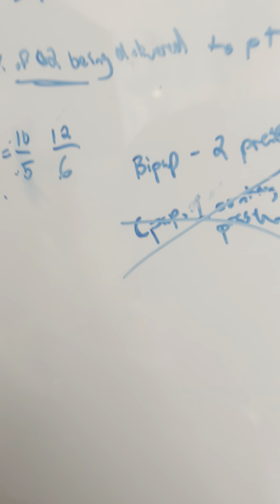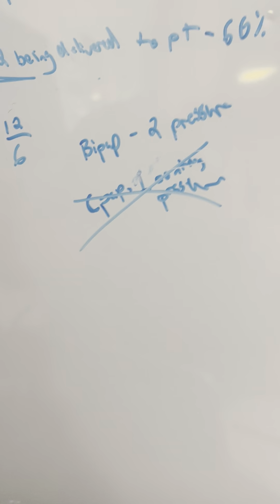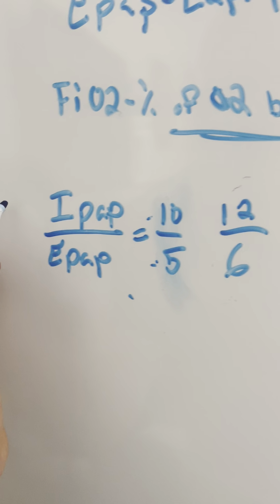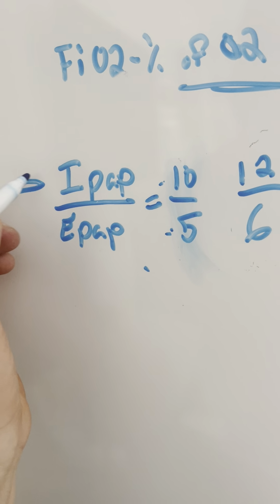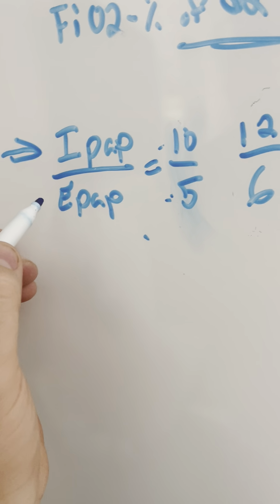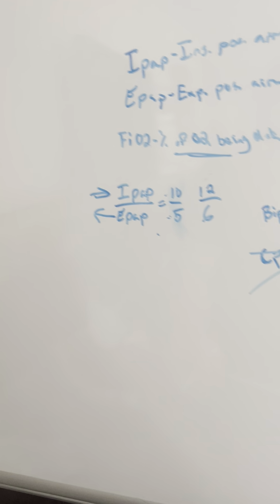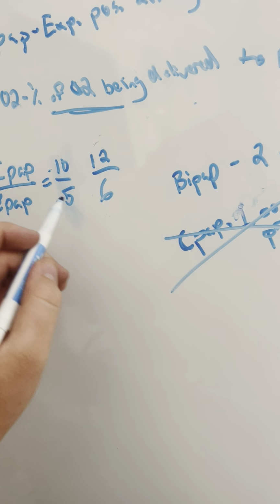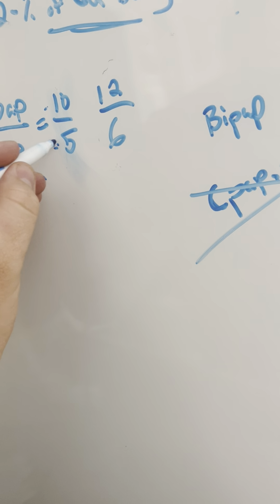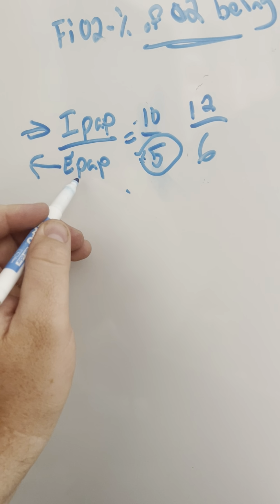But once again, what we're seeing here is when that patient is breathing in, we're getting a higher number. When they're breathing out, we're at a lower number. This is, remember, all these are fancy words for pressure.